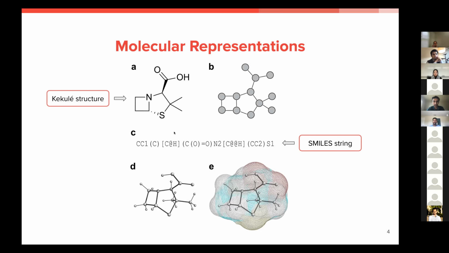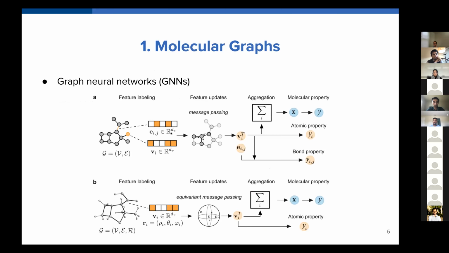Next, I'm going to go over 4 of the most common types of molecular representations and talk about the specific methods that are used to process those representations. First, we have molecular graphs. Molecular graphs can be either 2D or 3D, as we just saw in the previous slide. The most common method used for molecular graphs is graph neural networks, also known as GNNs. For a 2D molecular graph, we have edges, vertices, and also features associated with each edge and each vertex.